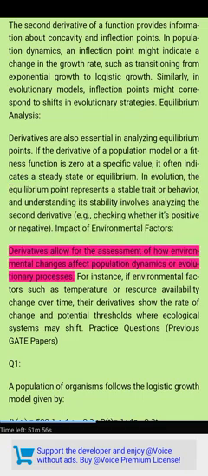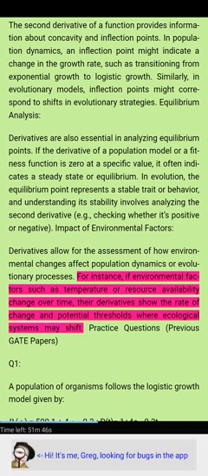Impact of environmental factors. Derivatives allow for the assessment of how environmental changes affect population dynamics or evolutionary processes. For instance, if environmental factors such as temperature or resource availability change over time, their derivatives show the rate of change in potential thresholds where ecological systems may shift.